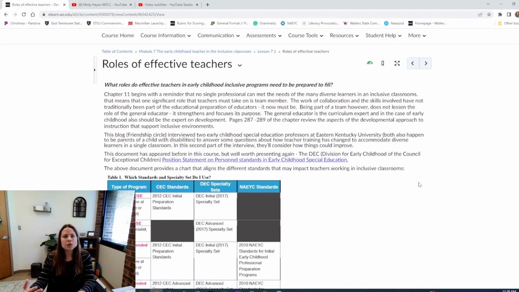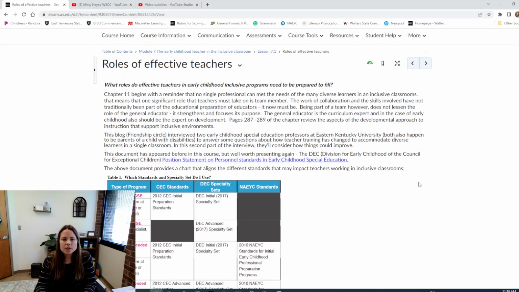Okay, so what role do you play as an effective teacher? So there's a lot of things that you have to think about. You have to think about those children who have IFSPs, right? You have to look at students who have special needs or unique needs. You have to look at all the other students you're supposed to be supporting.